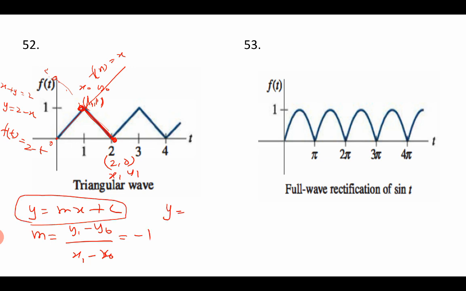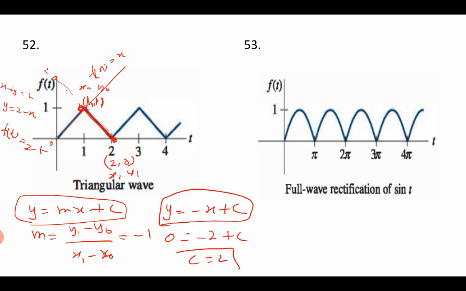Substitute in this equation, you will get y = -x + c, and give some values for x and y, you will get c. Give x = 2, y = 0, so c is 2. Therefore the equation of the straight line is y = 2 - x, that is, -x + 2, isn't it? So this line, the red line, is y = 2 - x. The black line here is y = x.